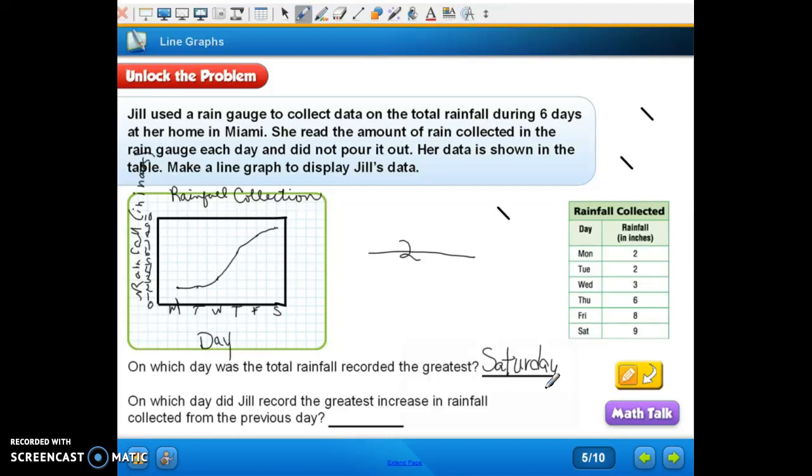On which day will Jill record the greatest increase in rainfall? Thursday. Well, it happened Wednesday in the night into Thursday, so she's going to record it on Thursday. Okay?